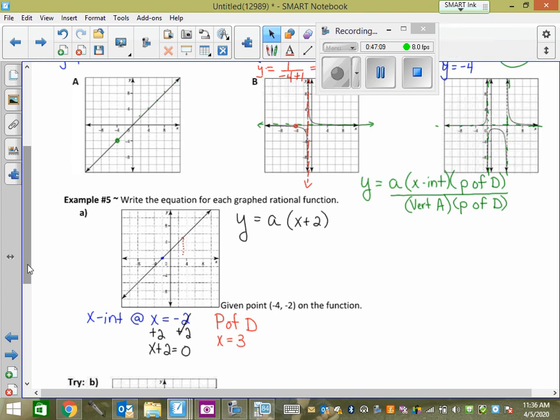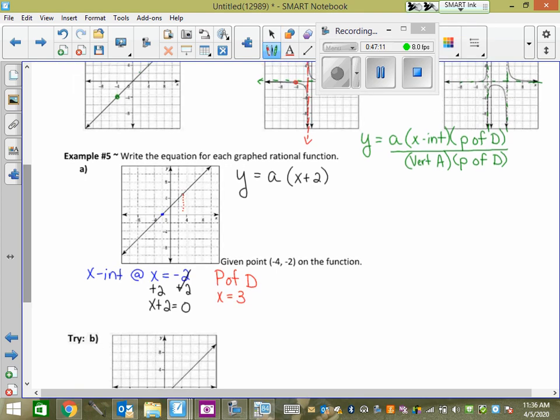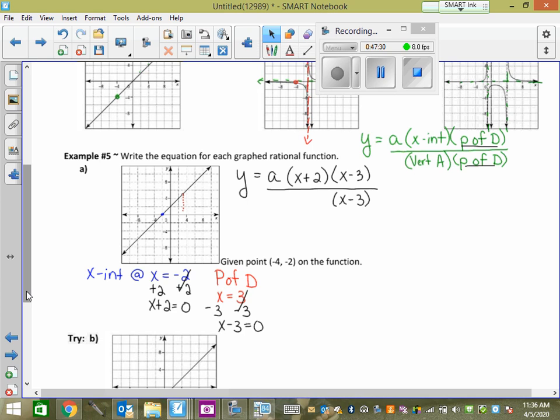Now we need the factor of it. So we're going to work it back. -3, -3. X minus 3 equals 0. So in the point of discontinuity spots on the top and the bottom, I'm going to get x minus 3, x minus 3. So the last thing I need is the vertical asymptote. Do I have a vertical asymptote? No. If I don't have a vertical asymptote, I will fill nothing in for that.